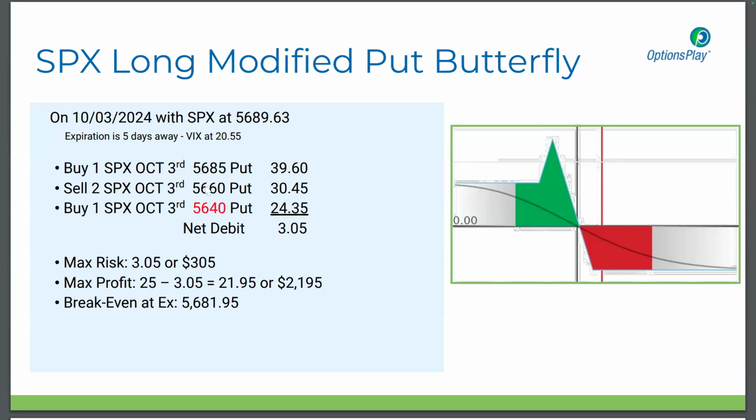Okay, and if I look at the modified put butterfly, the SPX, when I grabbed the quotes, was probably this afternoon. The SPX was at 5689.63. Markets were moving. I tried to screenshot the quotes, but expiration is 5 days away. Now, this is a Wednesday expiration. I'd rather do this during the week.